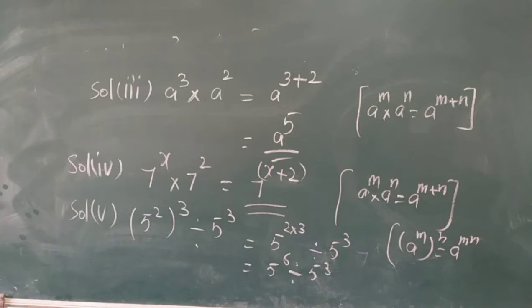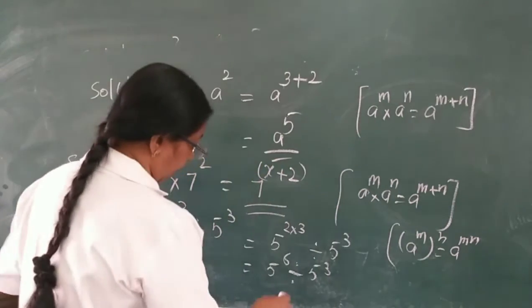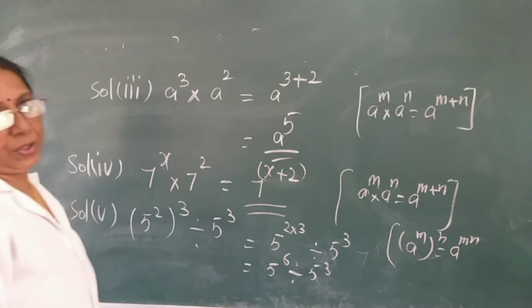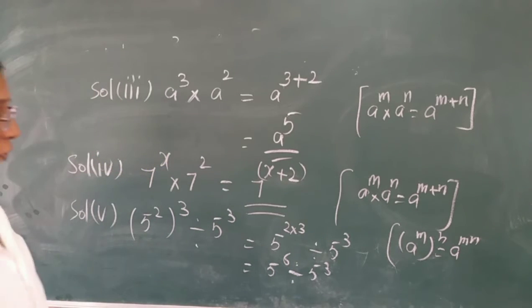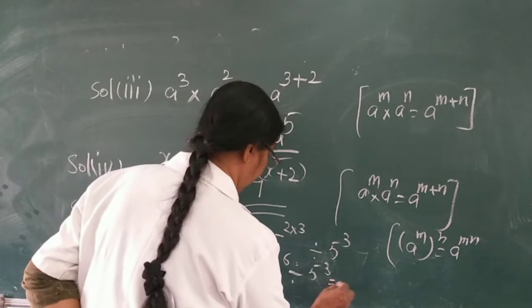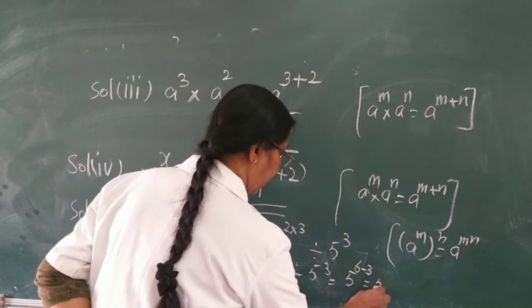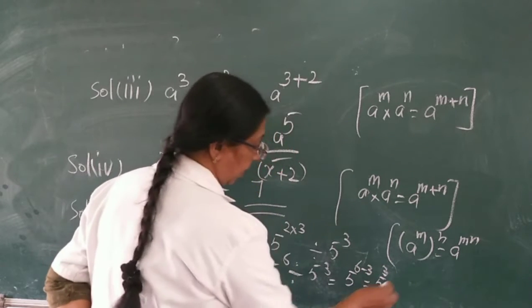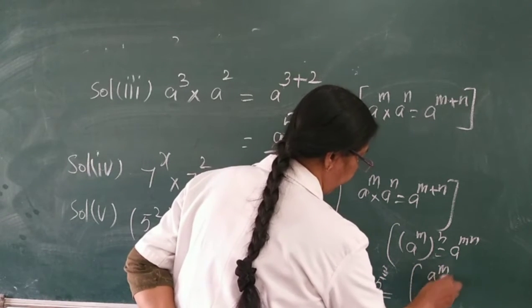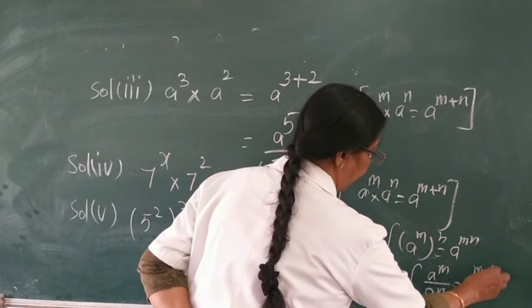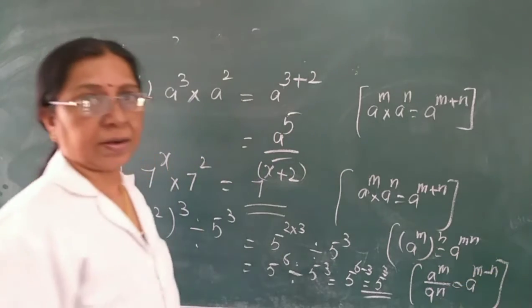Yes. Then it is a raised to m divided by a raised to n. Same base, so we use the division formula a raised to m minus n. It is 5 raised to 6 minus 3, that is 5 raised to 3. Here you write a raised to m divided by a raised to n is equal to a raised to m minus n. Okay?